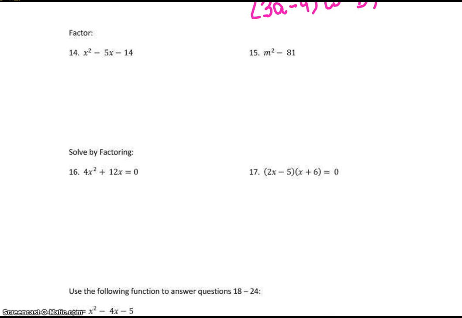Number 14 wants you to factor. You're going to look at the number at the end and find the factors of 14: 1 and 14, 2 and 7. Just kind of have to do trial and error.